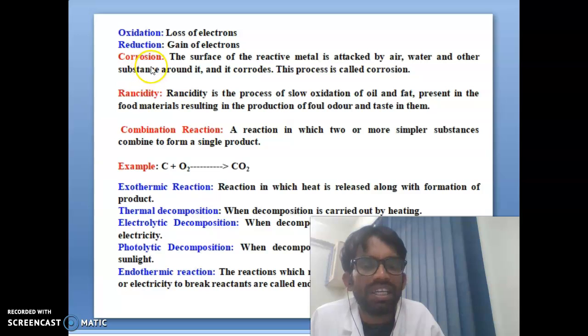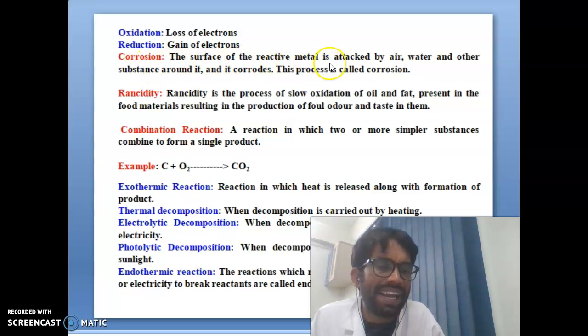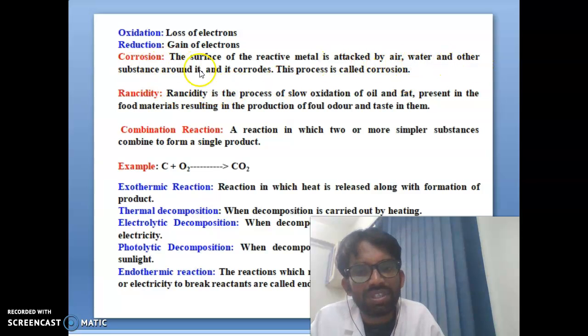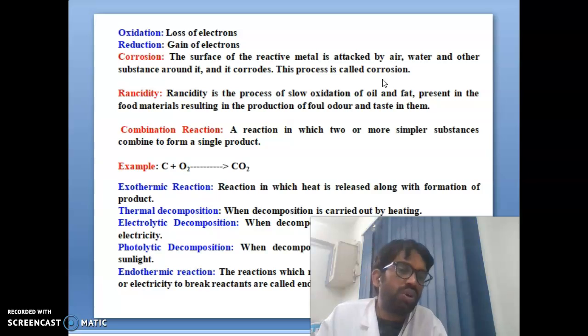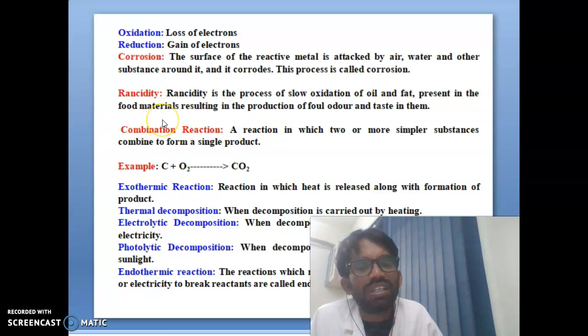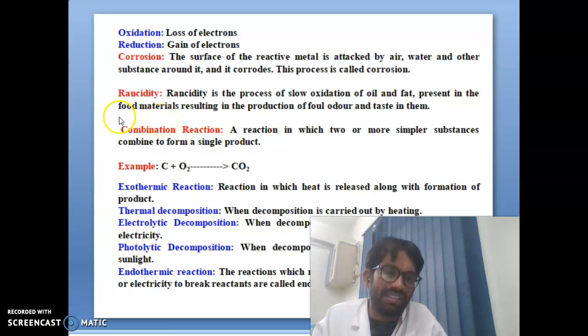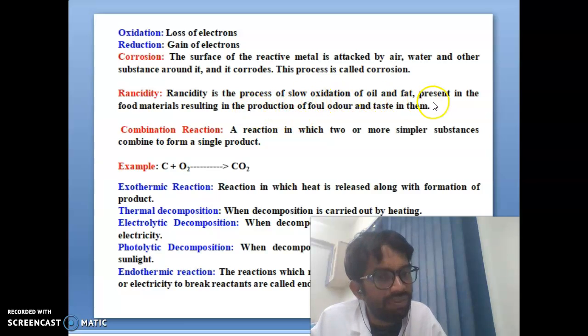You can see the new terminology here. What is corrosion? The surface of a reactive metal is attacked by air, water and other substances around it, and it corrodes. So that process is the corrosion process. Like you can see, what is rancidity? Rancidity is the process of slow oxidation of oils and fats present in food materials, resulting in the production of foul odors and taste in them.